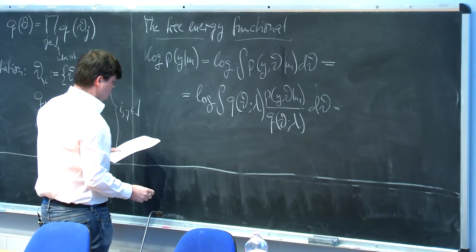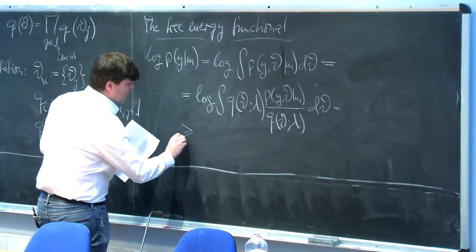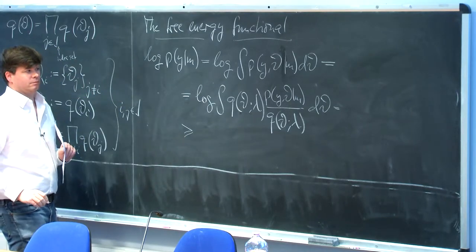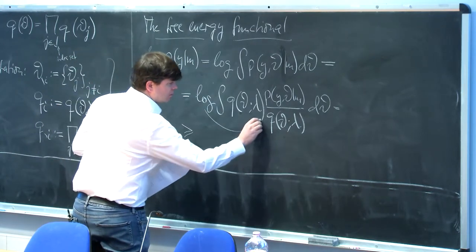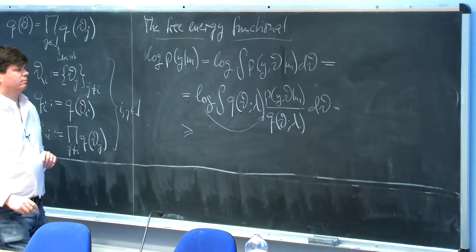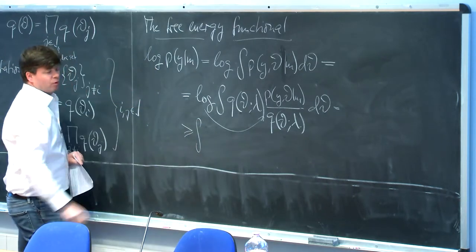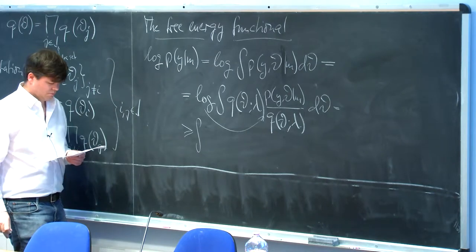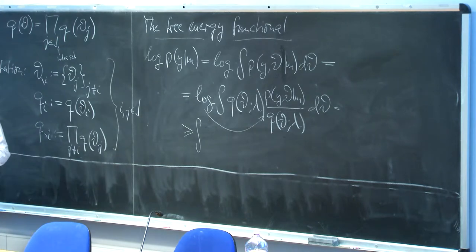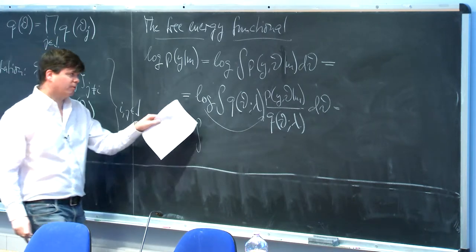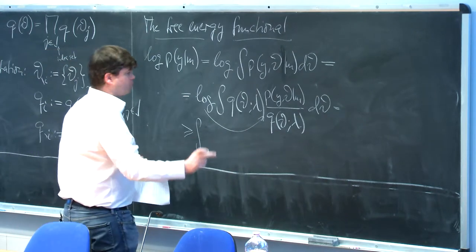And now we take the log inside. That's what we're doing. And that's why we get this inequality. This is called Jensen's inequality. It's itself easy to prove. You can look it up on Wikipedia. There's a proof on Wikipedia.